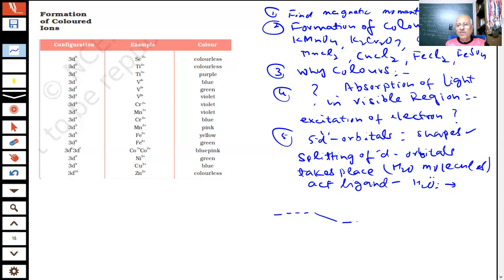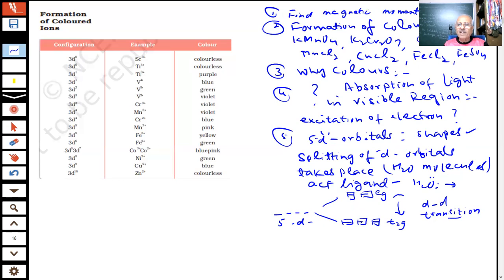The 5 d orbitals split up into what we have been talking about, T2g and Eg. There is another way of splitting also, but splitting takes place. These are the 5 d orbitals, splitting up into a set of 3 and 2. This is an octahedral complex when it is formed. You can see there is an energy gap between this T2g and Eg. This is called d-d transition.